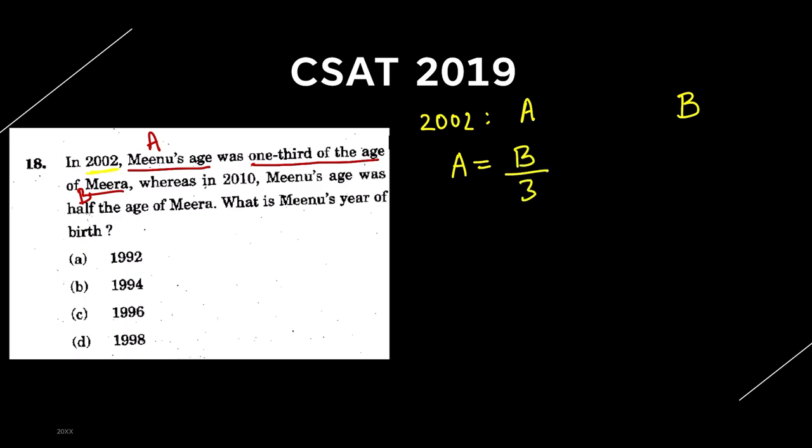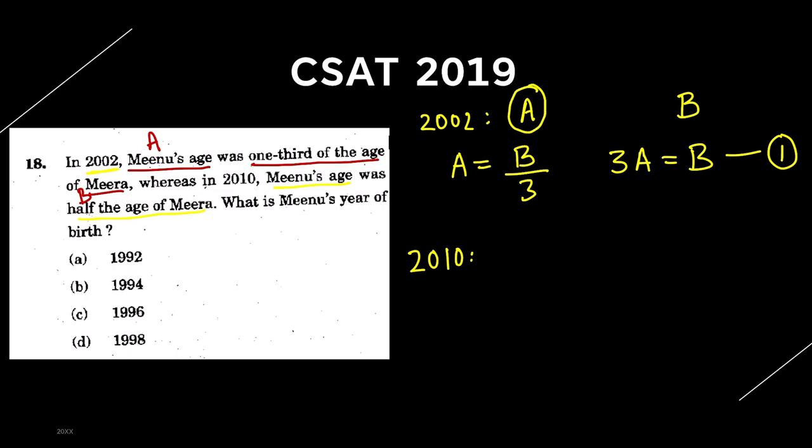That means Meenu was 1/3 of B, or you can write it as 3A is equal to B. I hope this is clear. This is the first equation we have found. Now, from 2002, it is now 2010. Meenu's age is now half the age of Meera. Now it's not 1/3 anymore, but half. First thing, how many years have passed in between? Between 2002 and 2010, a total of 8 years have passed.